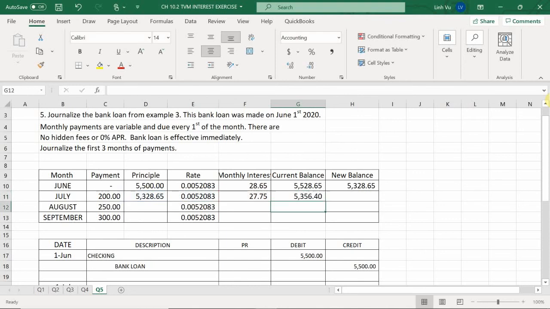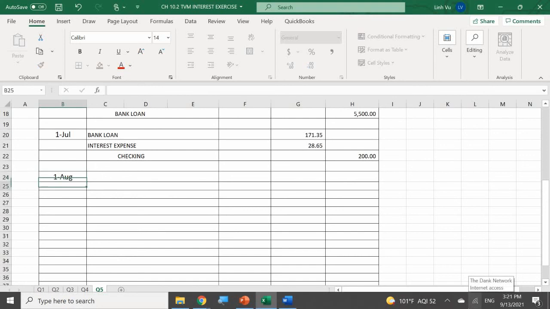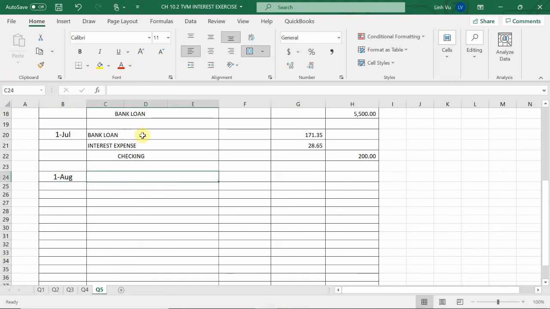So therefore, my current balance is going to reflect that I owe $5,356.40. So in August, if I made a total payment of $250 this time, let's go ahead and journalize that. So on August 1st, I'm going to make the same exact journal entry, except this time my numbers are a little different, right? I'm still making a payment to my principal, but I am making a payment to my interest first.